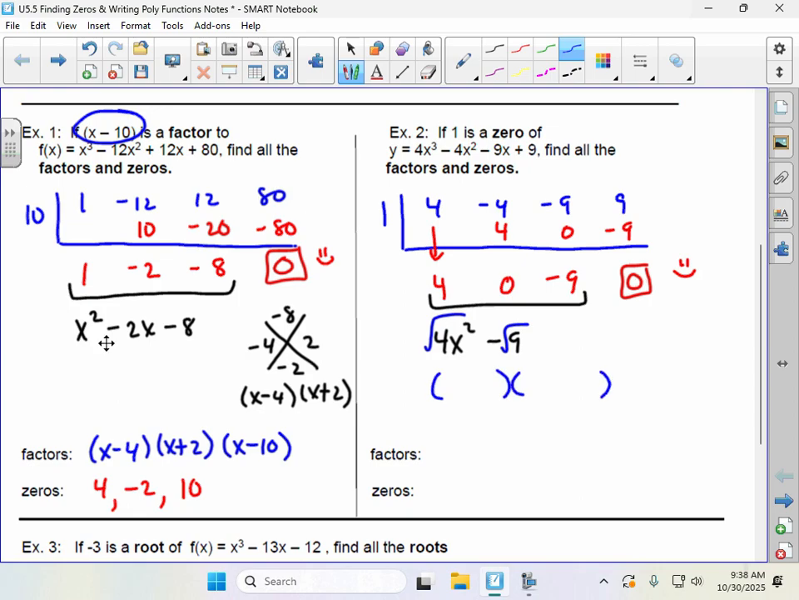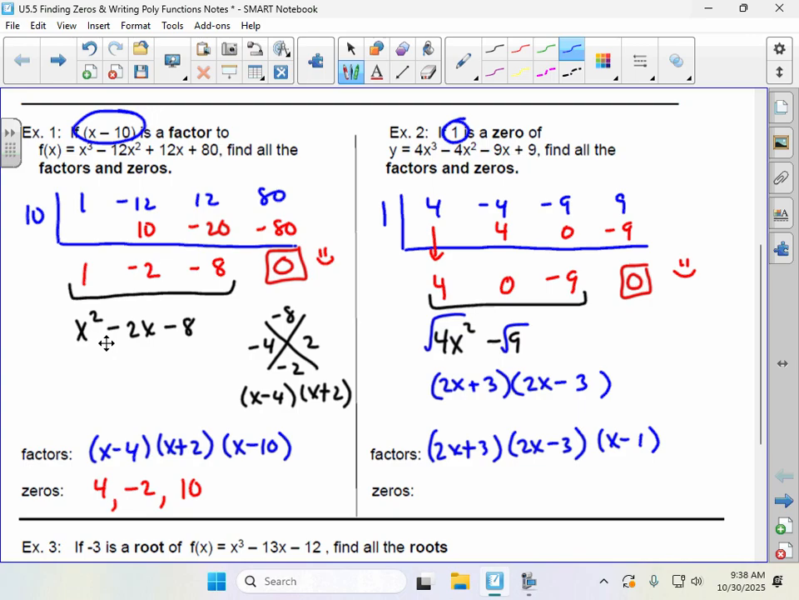All right, so the square root of 4x squared is 2x, and the square root of 9 is 3. Remember, it's going to be 2x plus 3, and then there's another one, just change the sign, 2x minus 3. So our factors to this problem are 2x plus 3, 2x minus 3, and then from that positive 1 being a 0, you turn it into a factor by changing the sign to x minus 1. Just remember, they give you the 0 and you need the factor, change the sign to put it into a binomial, and if you need the opposite, change the sign to get the 0.